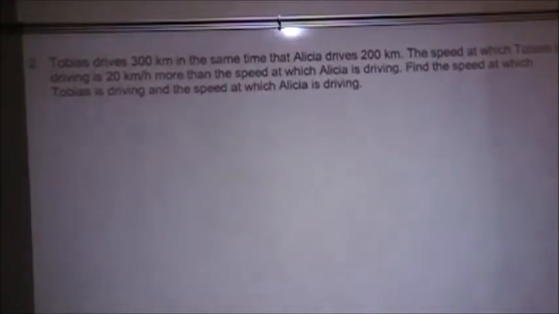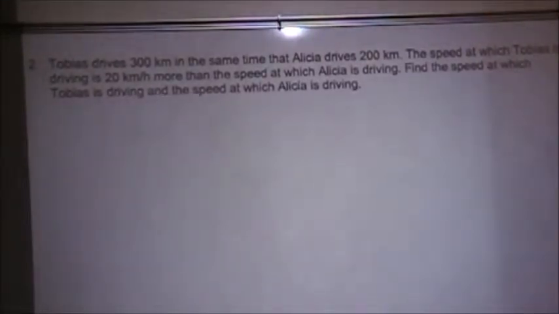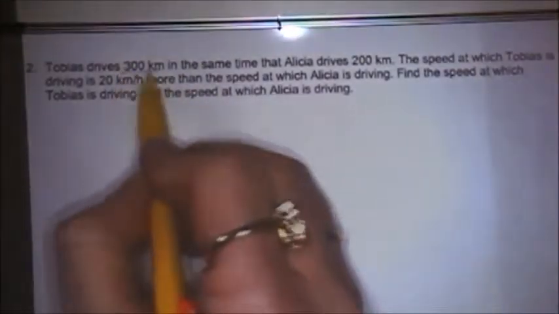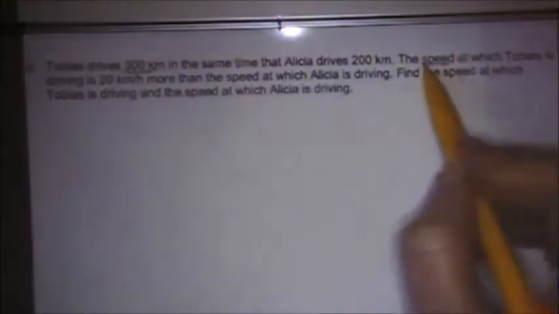All right, in this one, I've got Tobias driving 300 kilometers in the same time that Alicia drives 200 kilometers. The speed at which Tobias is driving is 20 kilometers per hour more than the speed at which Alicia is driving. Find the speed at which Tobias is driving and the speed at which Alicia is driving. So it looks like I have a distance, and it says speed here, or a rate. And then it says here same time. So I'm looking at a D equals RT problem.